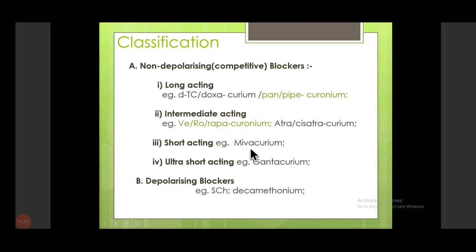Shorter acting include mivacurium. If you don't remember all the names, that's perfectly fine, but try and remember the prototype drugs. The depolarizing blockers include succinylcholine and decamethonium.